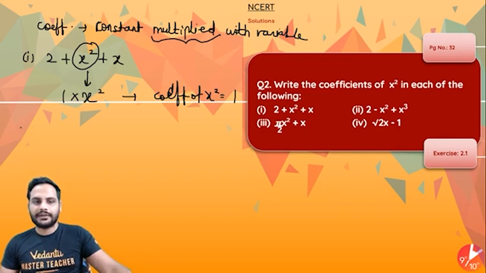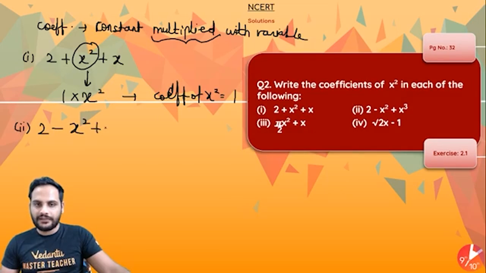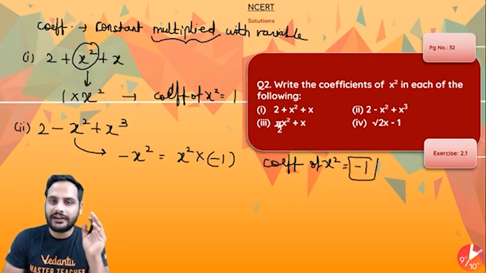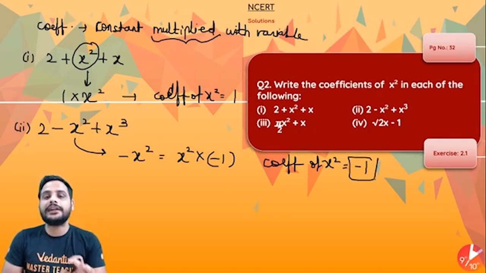Second case, 2 minus x square plus x cube. Now beta, look, in case of x square, here instead of x square you have minus x square. That means x square is being multiplied with minus 1. So the coefficient of x square will be minus 1. Remember, whenever you are finding the coefficient, the negative sign is also considered with it, okay?